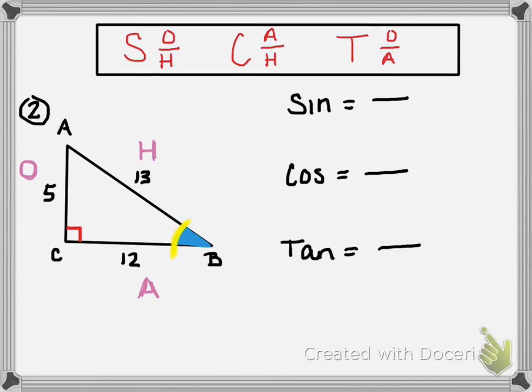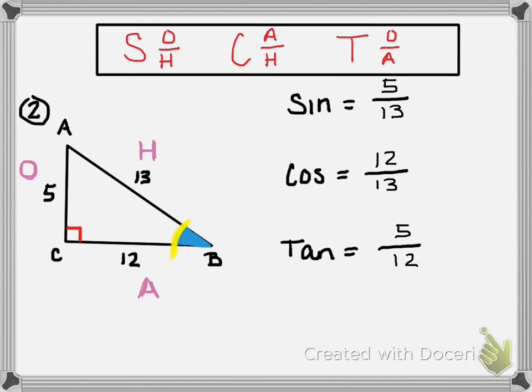Okay, now that we have our 3 sides labeled, we can go ahead and write our trig ratios. So sine is opposite over hypotenuse. Opposite is 5 over the hypotenuse, which is 13. Done. Cosine, adjacent over hypotenuse. The adjacent is 12 over the hypotenuse, which is 13. Tangent, opposite over adjacent. Opposite is 5 over adjacent is 12. And that's it. We're done with that one.